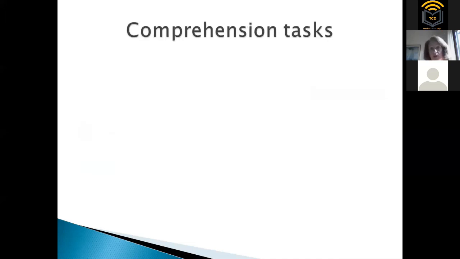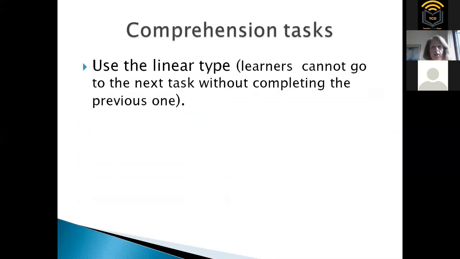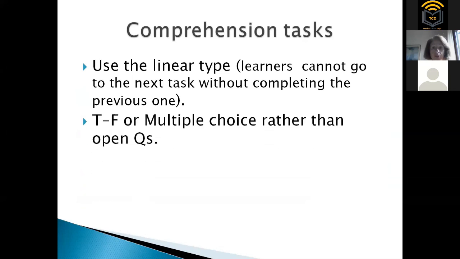And what happens with the post-reading tasks? First of all, you have to use the linear type. If you remember, the linear type means that the students do one task first, and then they go to the next, to the next, to the next. Because if you don't do that, especially with younger learners, you will have learners jumping to an activity that they shouldn't be doing yet because they have to do one other first. So you've got to have the linear type when it comes to comprehension tasks. And it's better to use true, false, or multiple choice rather than open questions.